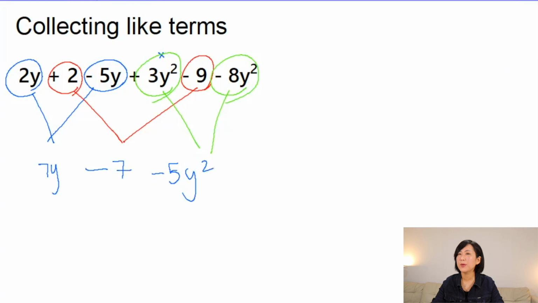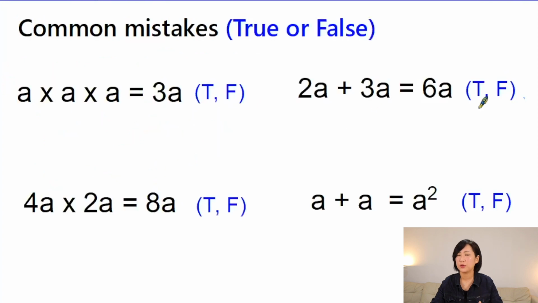Now, before we move on, did you notice my mistake? Spot my mistake. Yes, I made a mistake with the y. 2y minus 5y is minus 3y. It's not 7y. The reason I'm talking about this is that when you simplify expressions, it's really easy to make silly mistakes, so you always need to focus, okay?